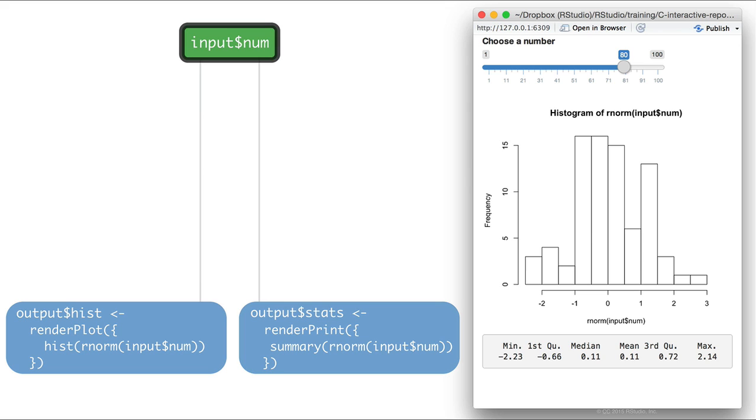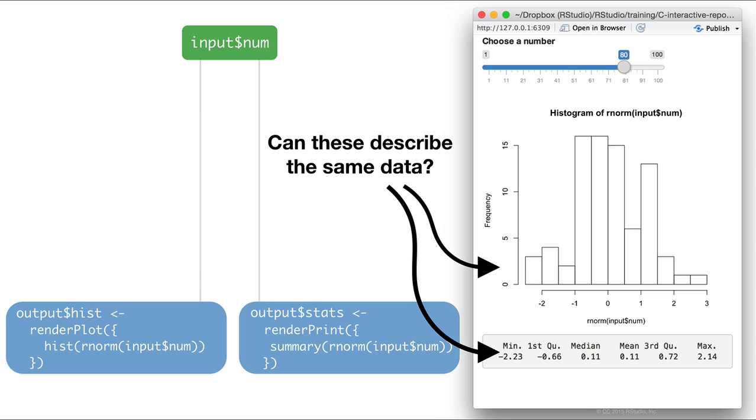And that updates that part of the graph. Now, one thing about this arrangement is we're calling rnorm(input$num) twice, once for each object, which means each object is generating its own data set to describe. The histogram is describing one data set, and then the summary statistics at the bottom are describing a second data set. Now, that's not generally the sort of behavior we'd want in this sort of app. What we'd like to do is make sure that both output objects describe the same data set, which is something we could do.